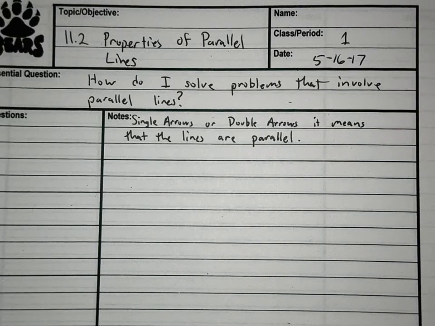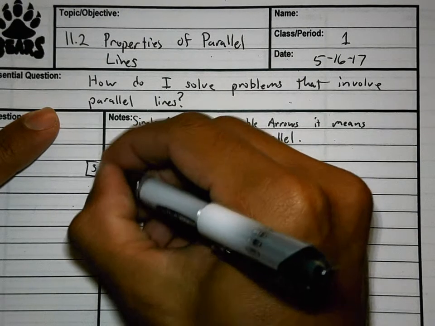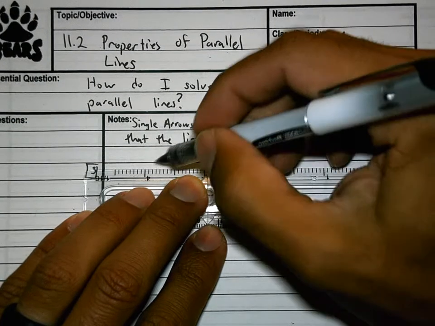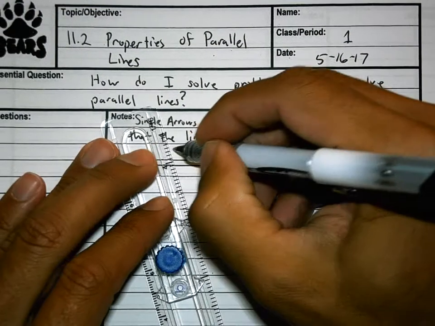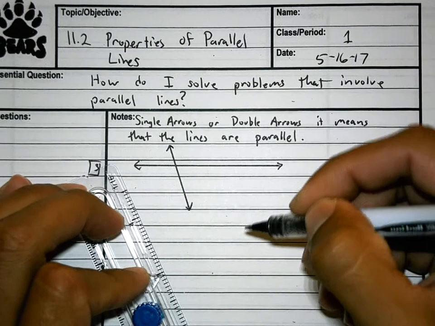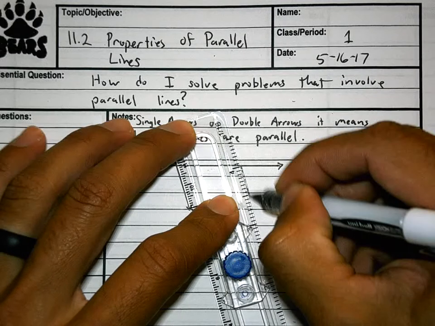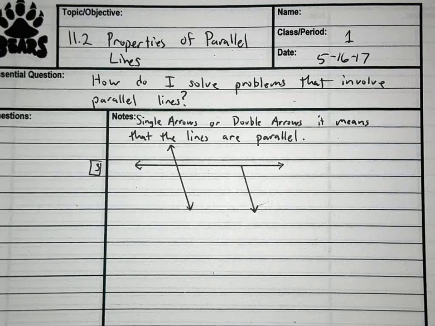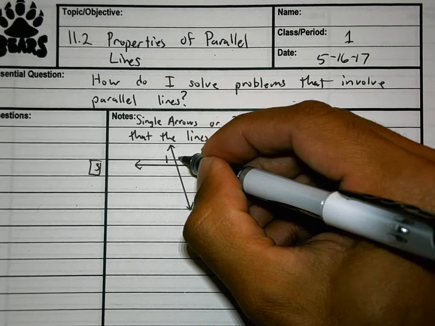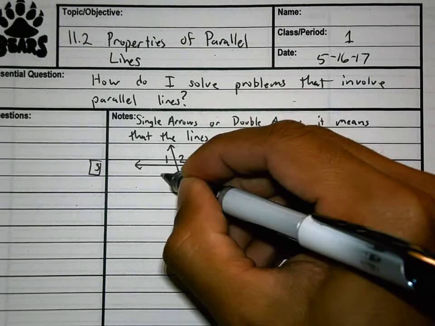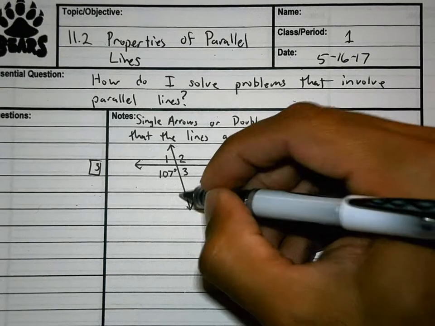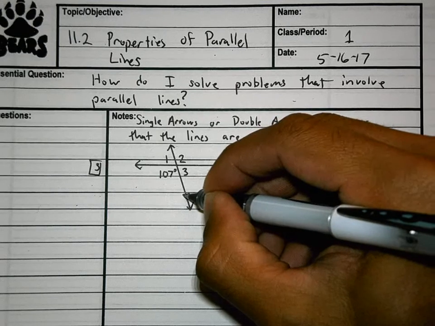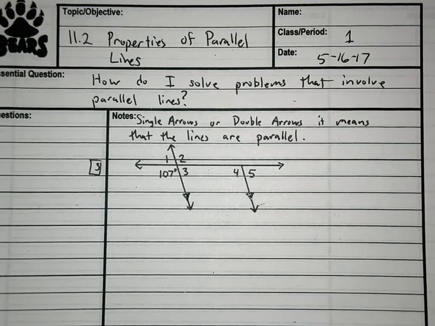I'm going to give you an example of the kinds of problems that you're going to see today. I'm gonna look at number three. Number three looks like this. It's somewhat complicated, so I'm gonna use a little bit of a ruler here to draw this one out. There's an arrow like this, an arrow like this, and then this other arrow right about there. And this is labeled one, this is labeled two, this one on the right is three, this other one is labeled 107 degrees, this is labeled four, and this is labeled five. And then there is this single arrow and a single arrow, just like that.